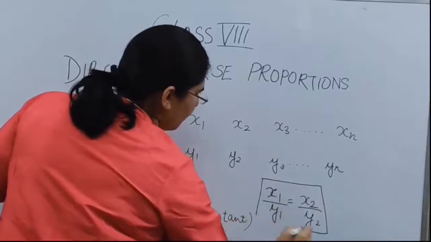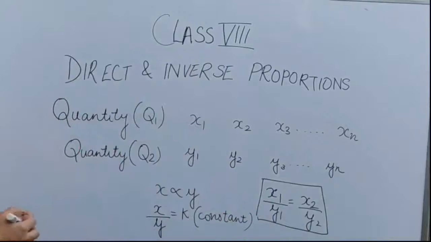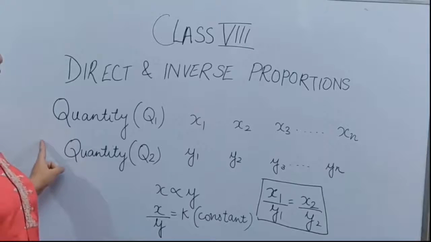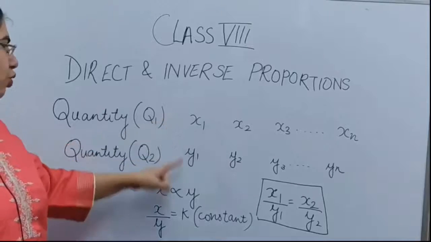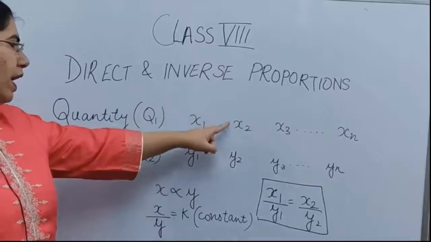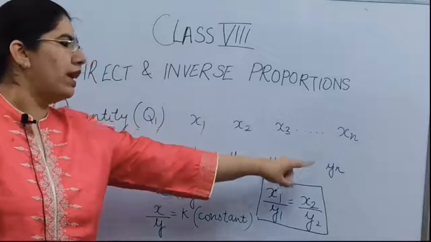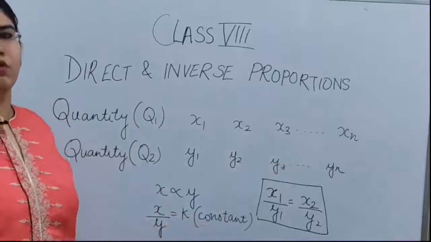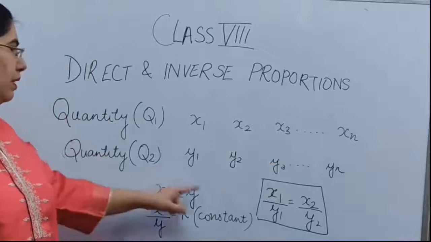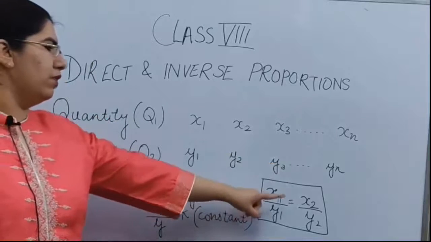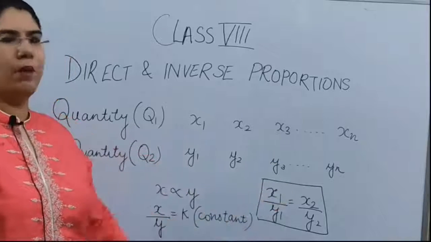Now, let me further elaborate that two quantities Q1 and Q2 are said to be in direct proportion whenever this ratio of x1 by y1, x2 by y2, x3 by y3, so on xn by yn remains constant throughout. That means x1 upon y1 equals x2 upon y2.